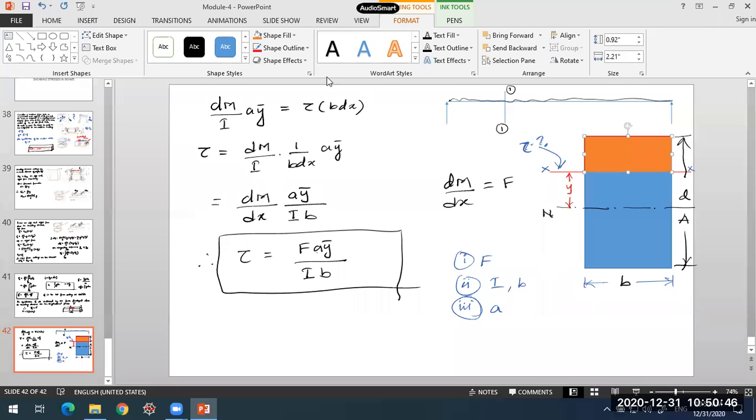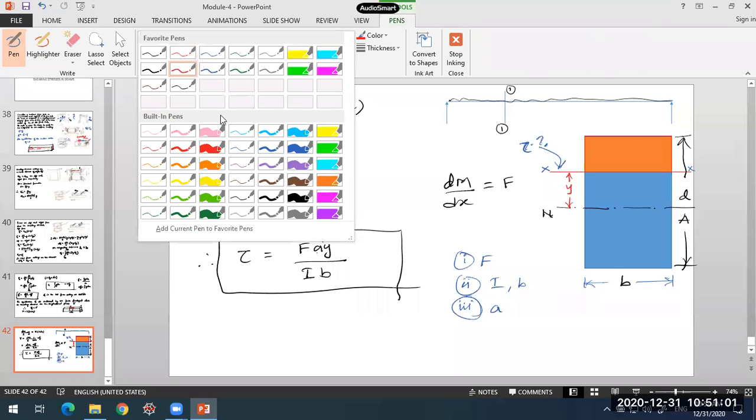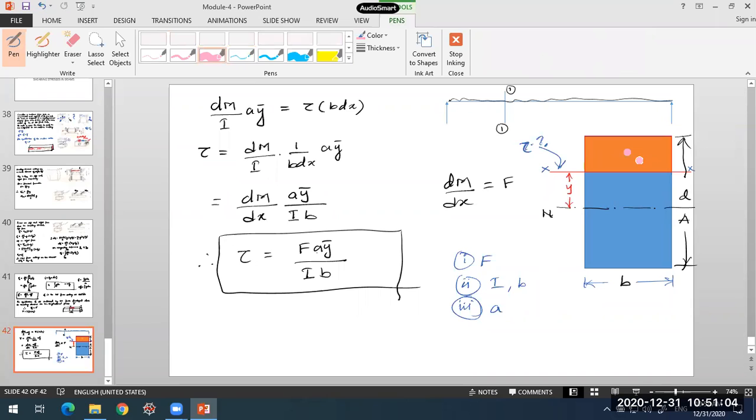Then y bar. What is this y bar? It is the distance of the centroid of this area. So if this is the area, let us say the centroid is over here. Then this will be your y bar, from this point till the neutral axis. Area A is what you will calculate, and y bar has to be determined. On substituting all these in this equation, you will get this tau value, the shearing stress acting at this point.